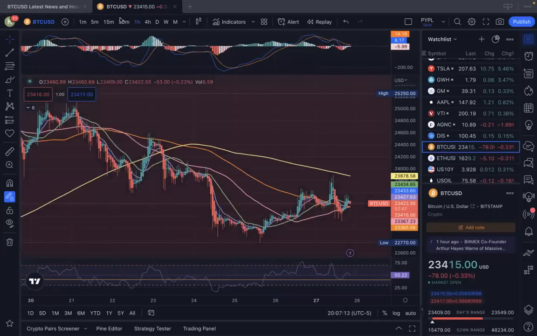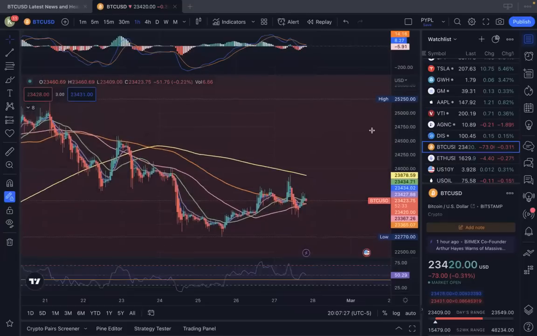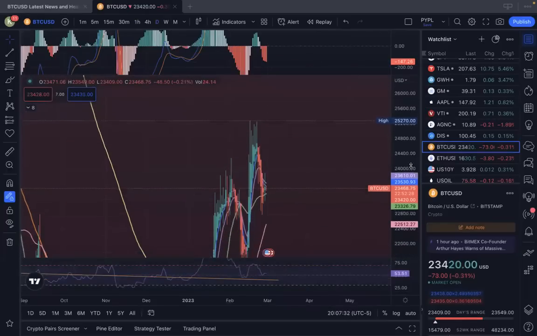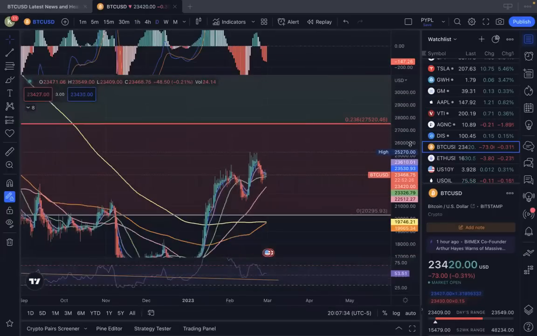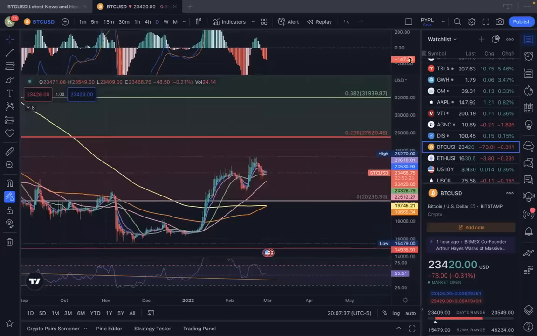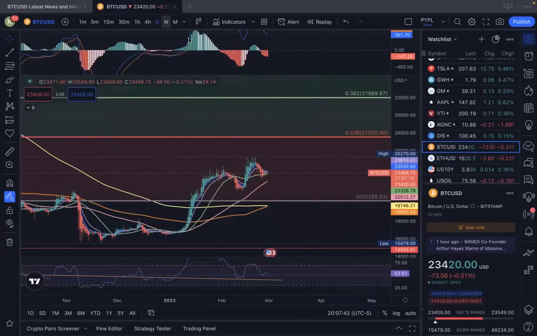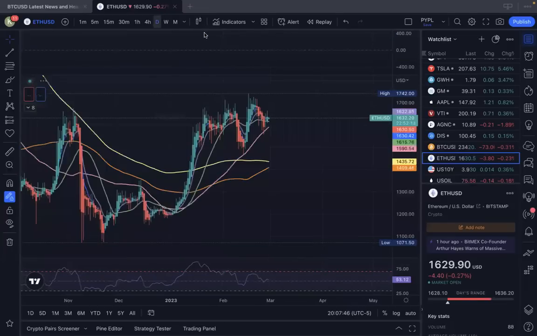Here's Bitcoin. Ethereum, which is pretty cool.